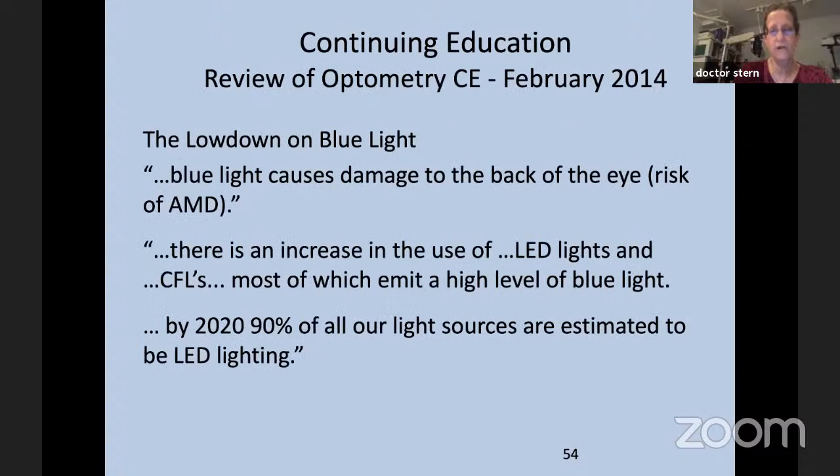Also back in 2014, they were talking about blue light causing damage to the back of the eye, and we're using more LED lights. And they said by 2020, 90% of all our light sources would be LED. Well, here that's not quite true, partly because you can still get some incandescent. People tended to buy a lot of the bulbs when they knew they'd be going away. And not everyone has changed over in terms of lighting that's already in place in homes, in offices, but it's certainly going in that direction.